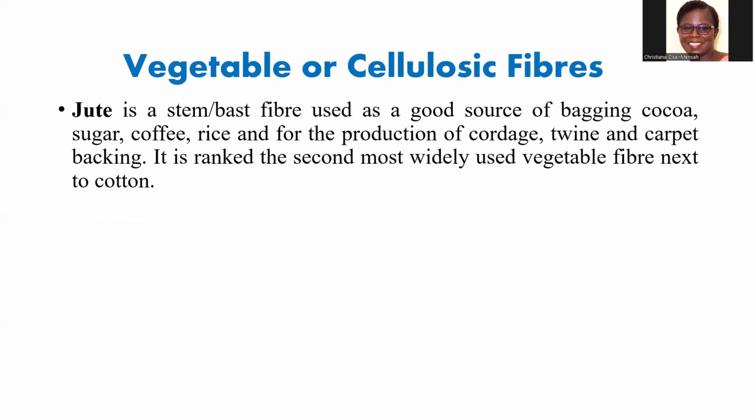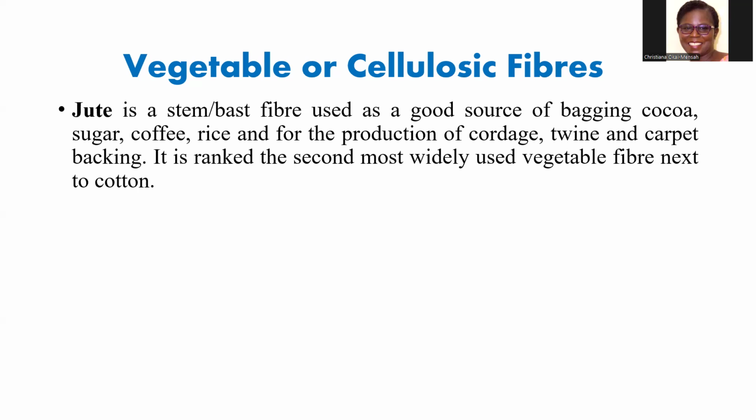So let's look at certain vegetable fibers. We have jute. It's a stem fiber. We discussed that the plant fibers are still divided into three. So we have those we get from the seed, example is cotton. And those we get from the stem, example is jute. Another is flax fiber, the fiber that produces the linen fabric. Then we have the leaf, example is sisal. So these are the three examples of plant fibers.